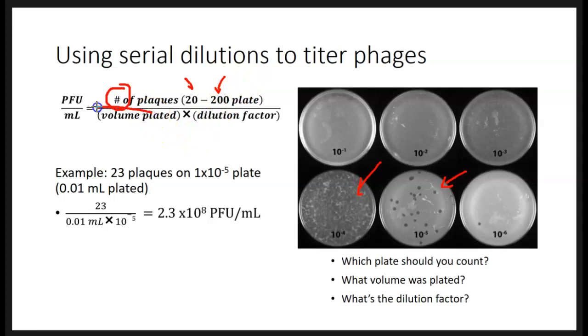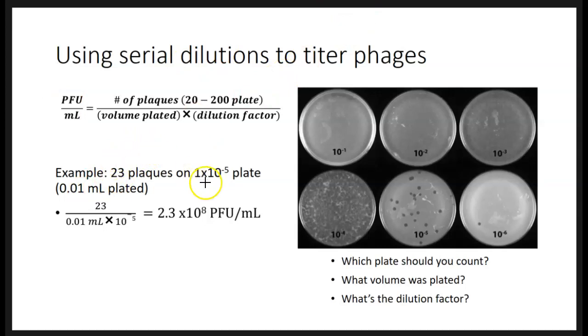We're also going to do this plaque assay with a specific volume of phage sample. We want to keep track of that volume because all the plaque-forming units that went into this individual plaque assay came from this liquid that we squirted on the plate. Finally, we want to look into the dilution factor and use that dilution factor to figure out what the concentration, the PFU per milliliter, is in the original sample before we did serial dilutions.